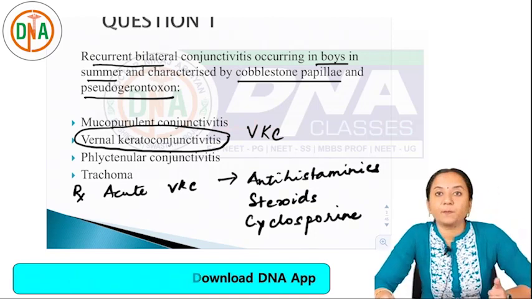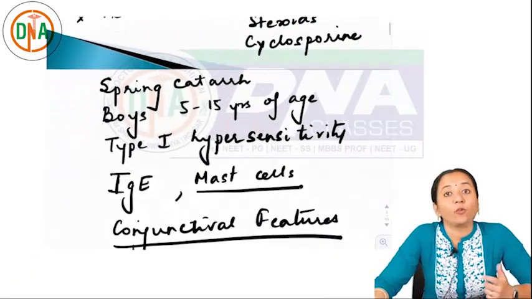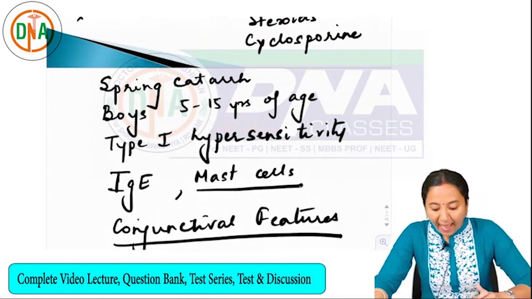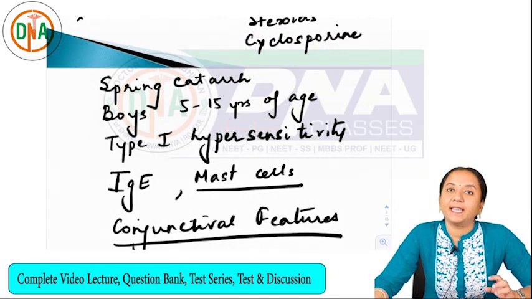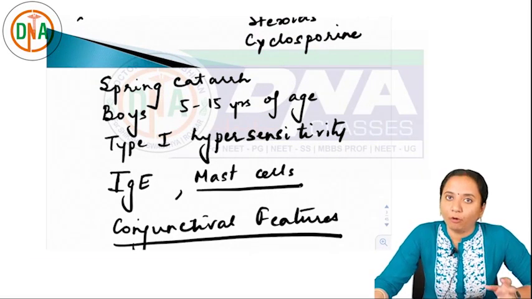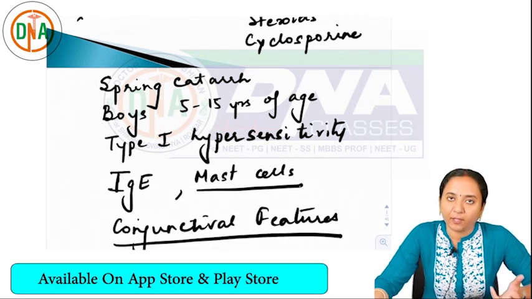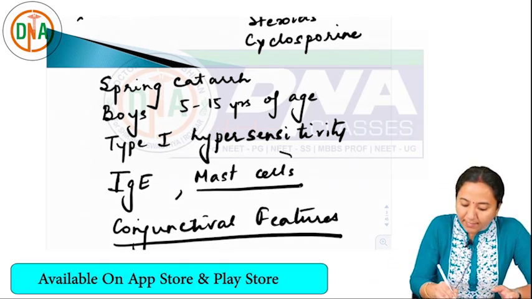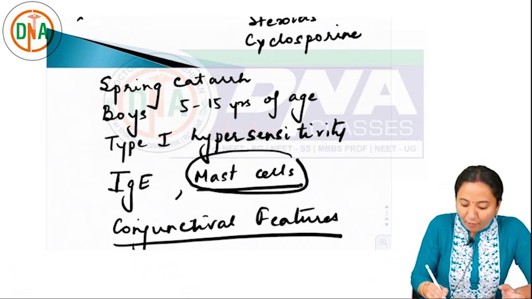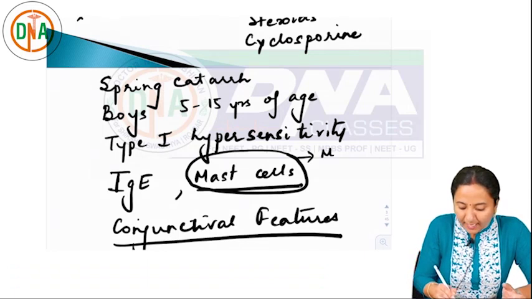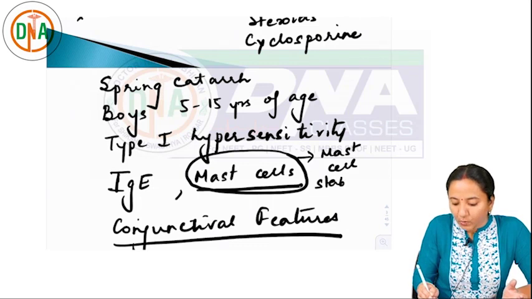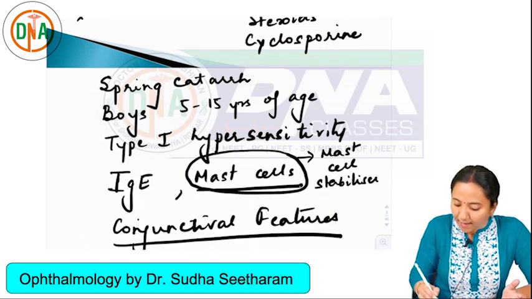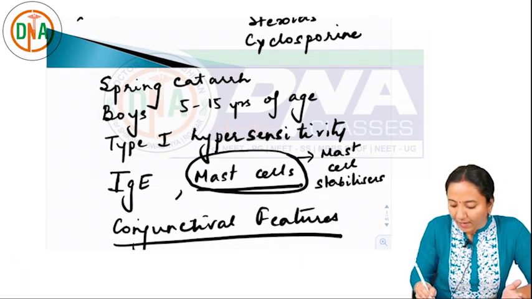The other aspect of treatment of VKC is prophylaxis of VKC. As we learned, the main cells involved in the pathogenesis of VKC are mast cells, and hence for prophylaxis of VKC we give mast cell stabilizers. So mast cell stabilizers are used in the prophylaxis of VKC.